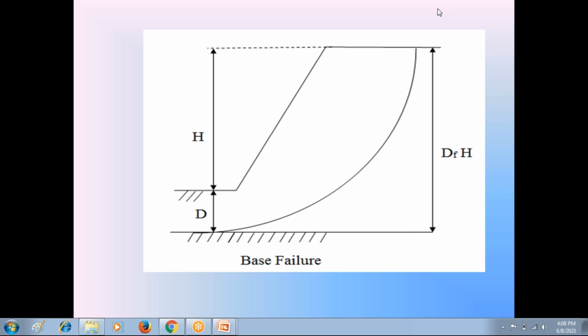In the rotational failure, again we have three types. In the rotational failure, the failure surface is a curved failure surface. If the soil is homogeneous, the curved failure surface is a circle. We have three types of rotational failures: one is called face failure, the second is called toe failure, and the third is called base failure.